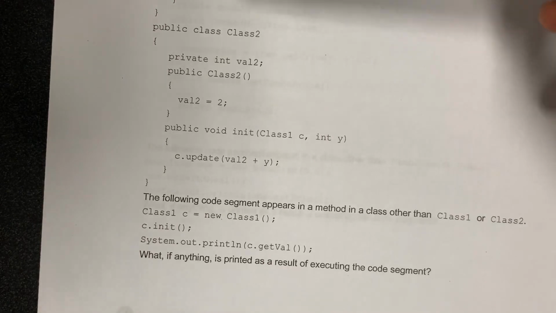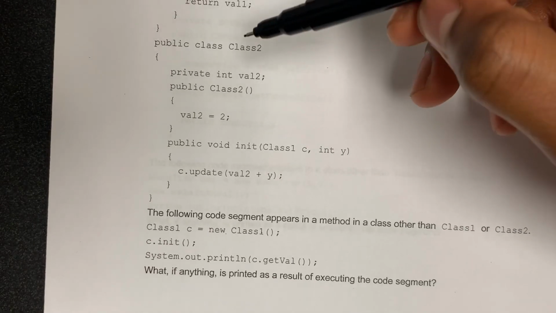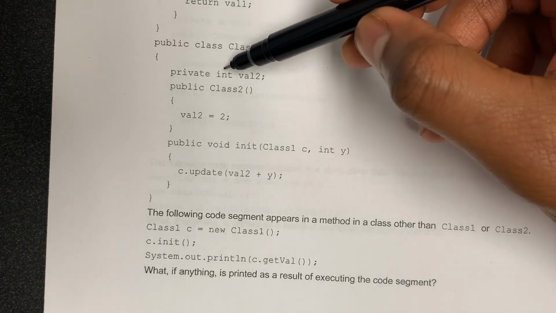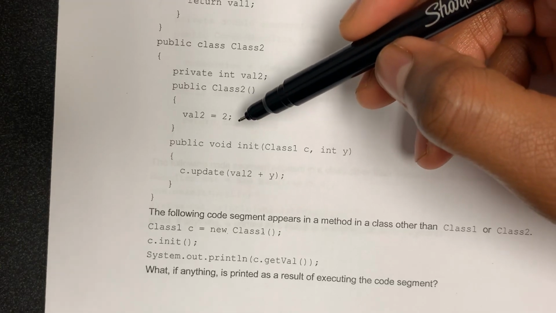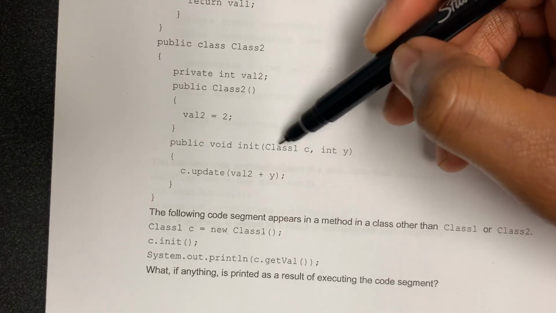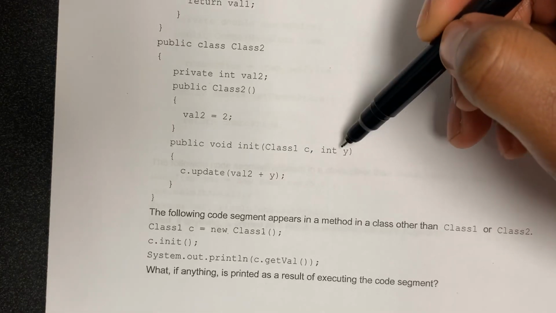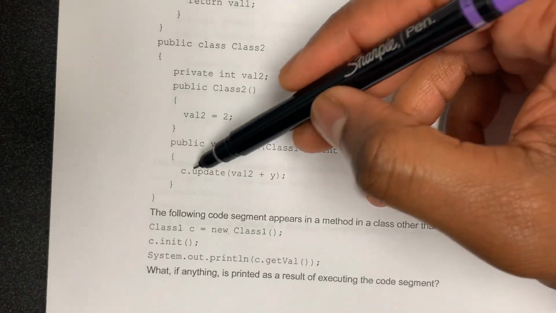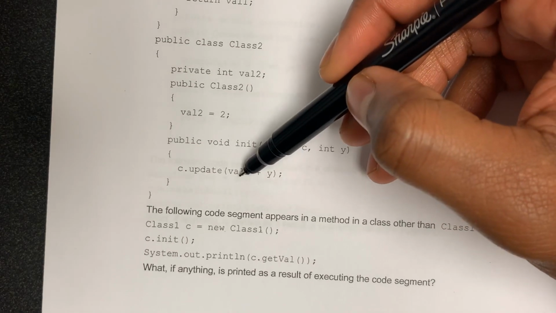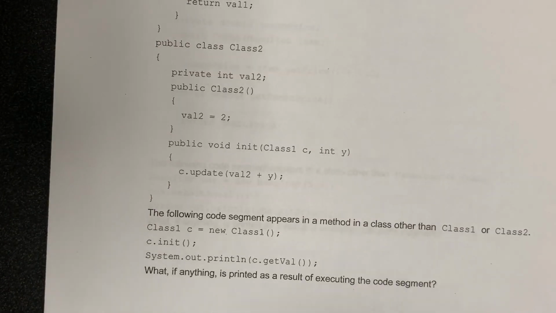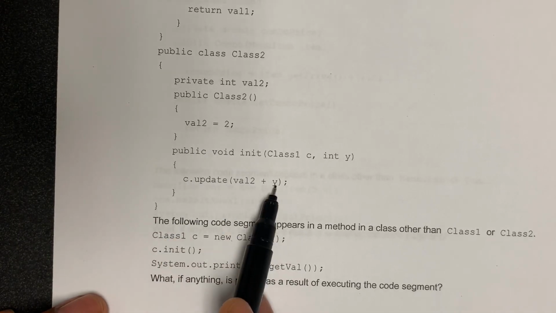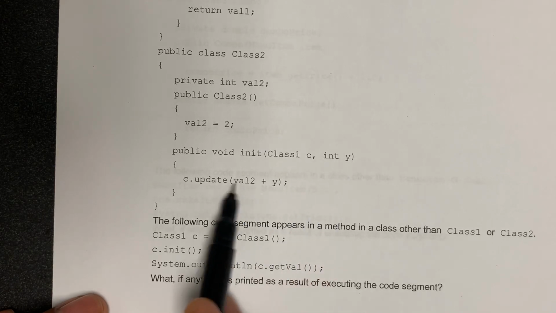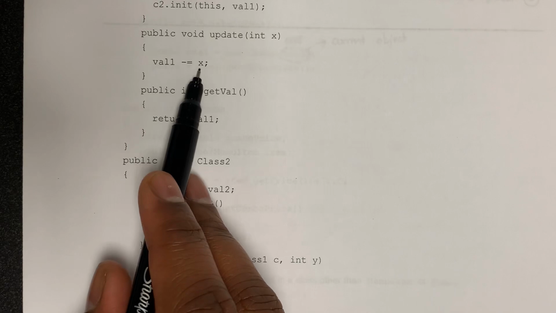So in Class2, we have a private int val2 as an instance variable. We have a constructor. val2 is going to be by default equal to 2. And we have a public void init where you take a whole object as one parameter, and the second parameter is some integer. And then for that method, you call c.update of whatever val2 is plus y. So val2 is going to be by default 2 when we call this, and add in whatever this is, and when you call the update method, you're going to go back to val1 minus equals x.